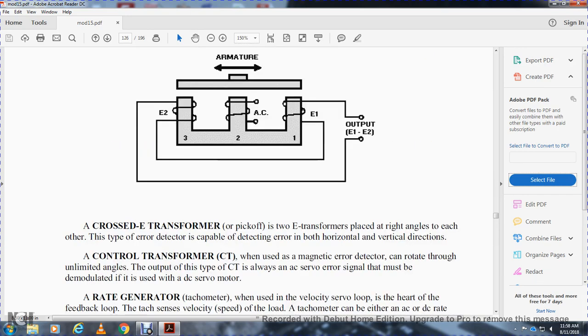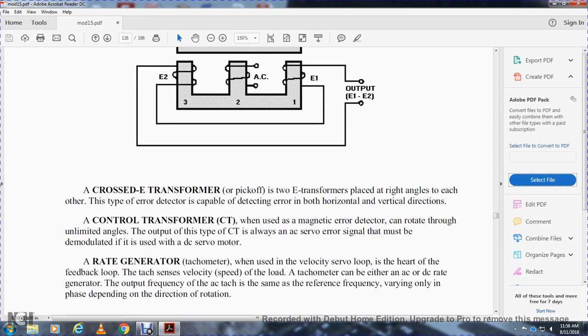E-transformers pick up the load. Two E-transformers placed at right angles to each other on top of the error detector are capable of detecting both horizontal and vertical direction. The control transformer, when used with the magnetic error detector, can rotate through unlimited angles. The output of the control transformer is always used with the servo error signal, which must be demodulated. If you use a DC servo motor, the rate generator or tachometer may be used to sense the velocity of the servo loop.